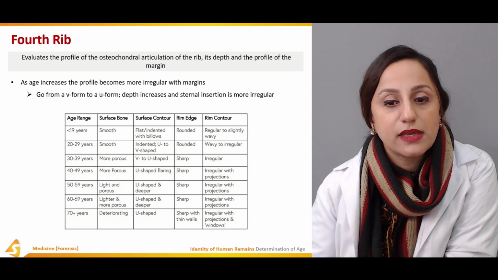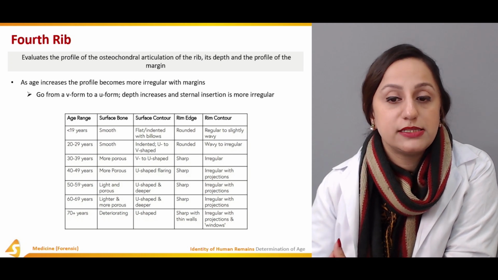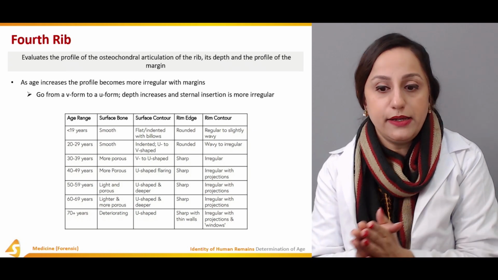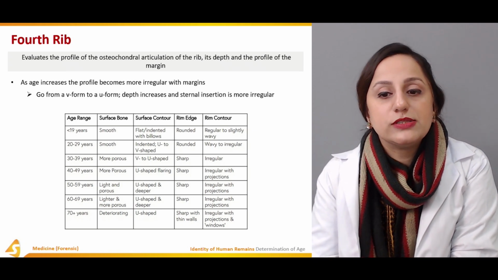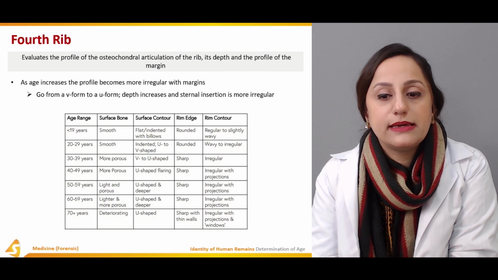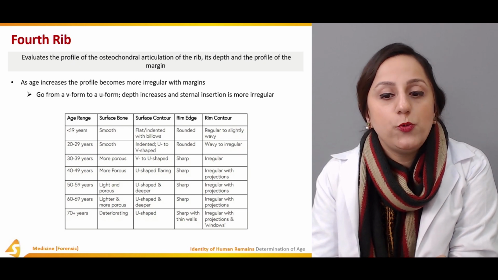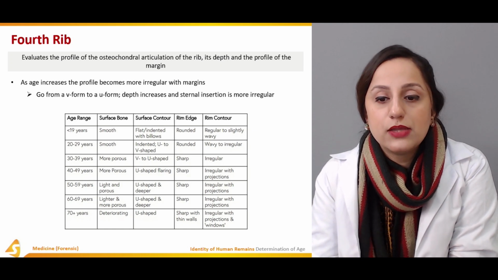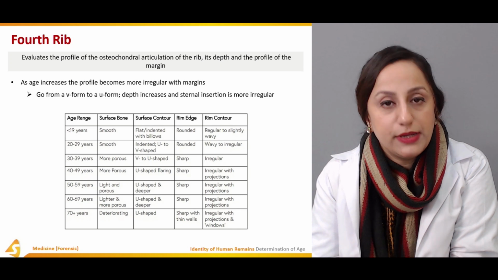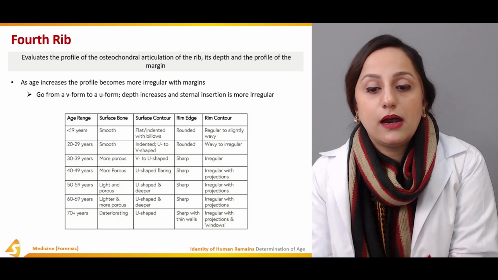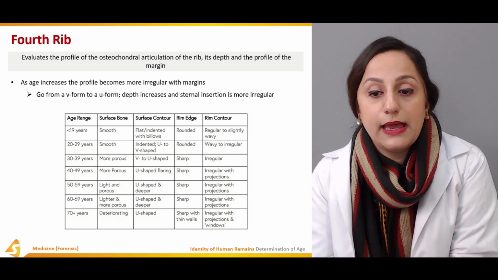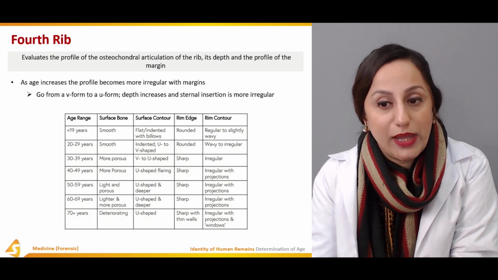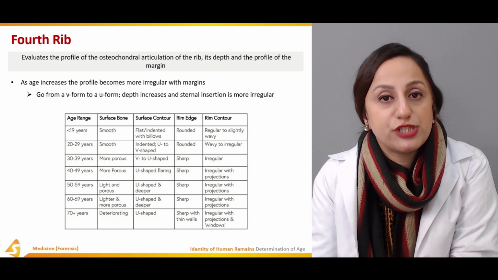As you can see, as the age goes on, the bone moves from smoother to deteriorated. Now, the surface contours change from V-shaped to U-shaped in the older ages. The rim edges are more rounded in the younger ages, and as we move towards the older ages, they are sharp with thin walls. The rim contours are regular to slightly wavy in the younger ages and irregular with projections and windows in the older ages.